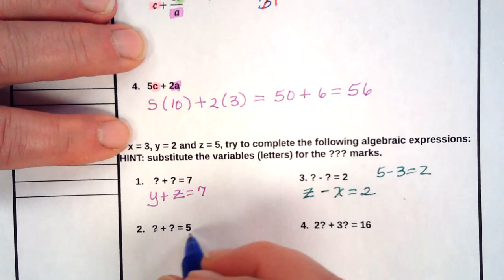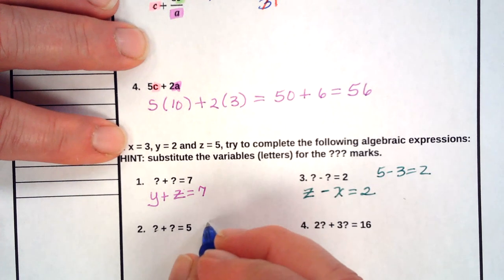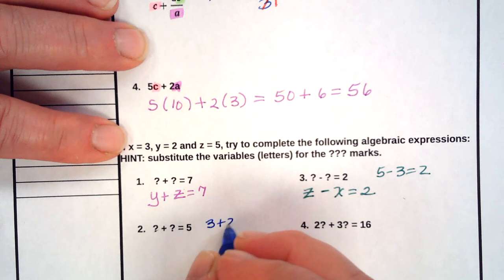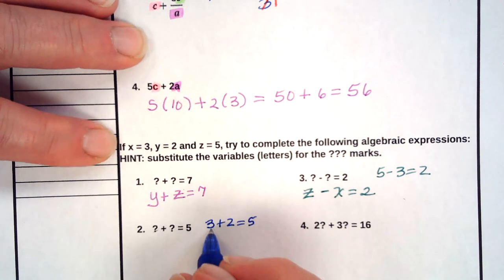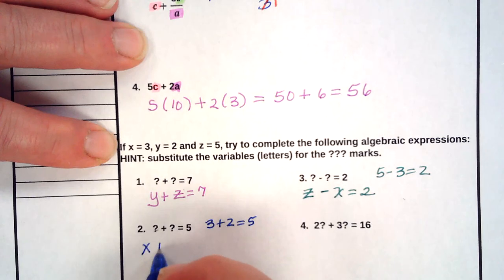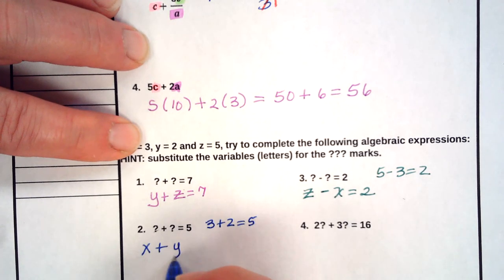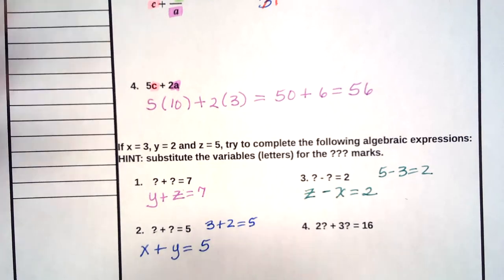Okay. What two numbers add up to 5? 3 plus 2 gives me 5. 3 is x plus 2 is y. And that gives me 5.